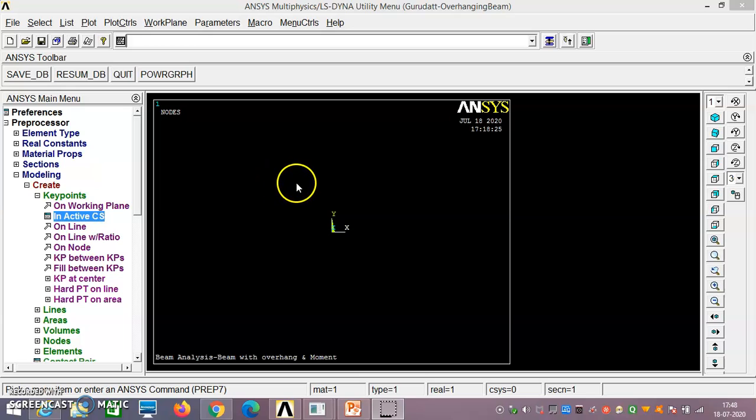Now we have come to the end of session 1 on the overhanging beam with moment. We'll continue this problem in session 2. Okay, please watch my next session, session 2, to complete it.